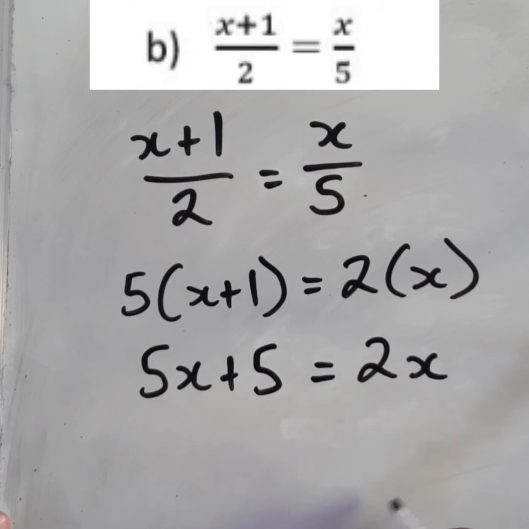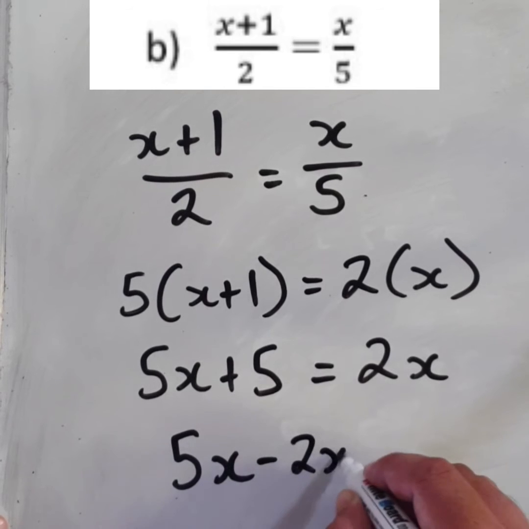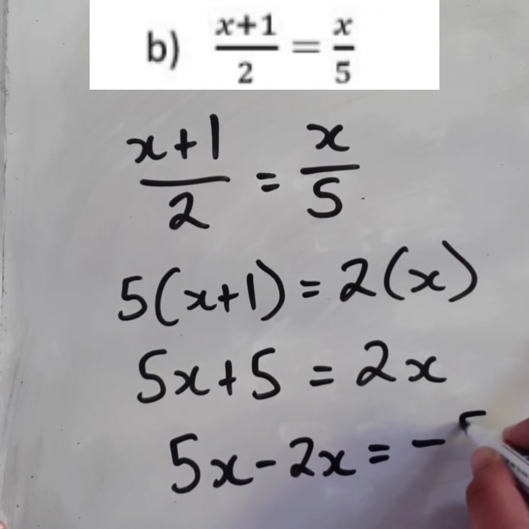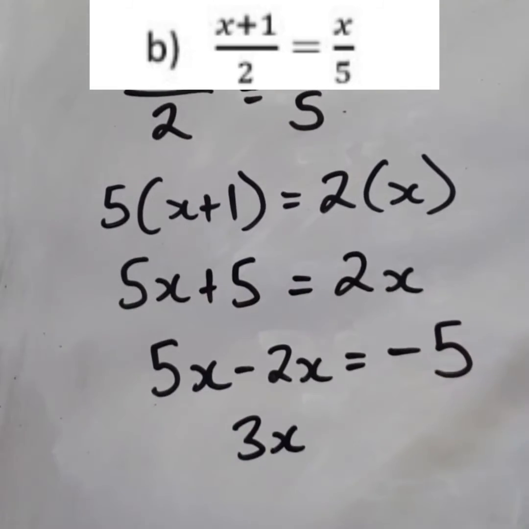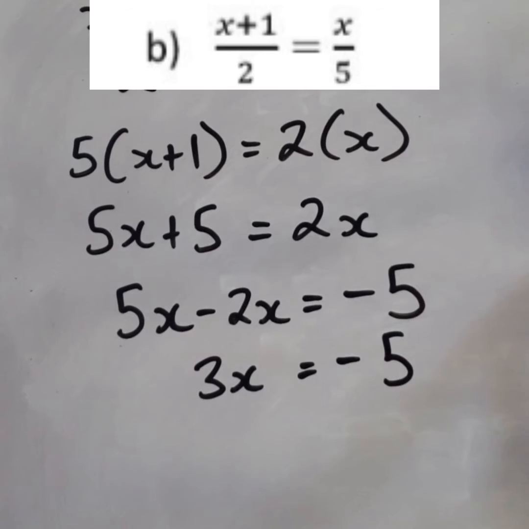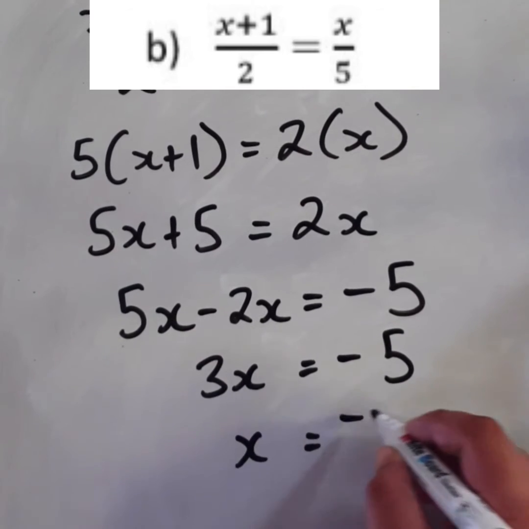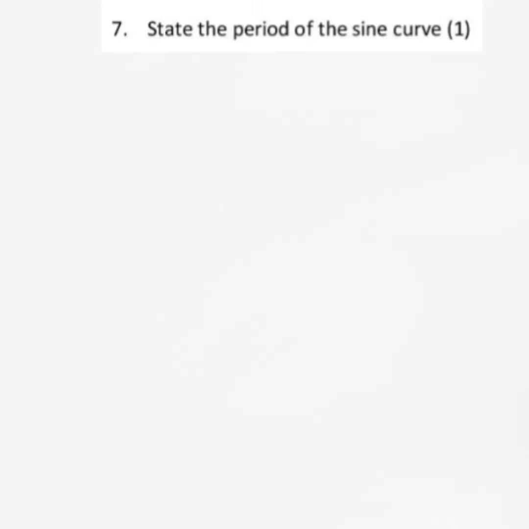Now we can take the 2x to the left hand side so that we can collect the like terms. So 5x minus 2x equals negative 5. So we've taken the 5 from the left to the right and it becomes a negative. 5x minus 2x gives you 3x equals negative 5. Then we can divide by 3 to get x equals negative 5 over 3.